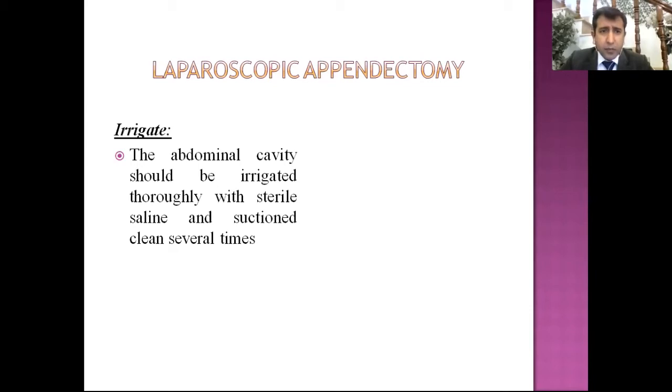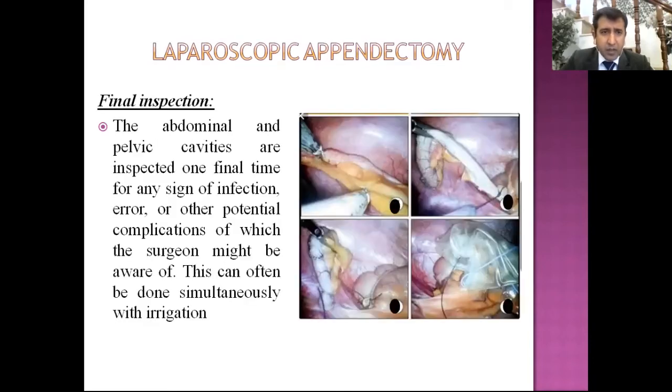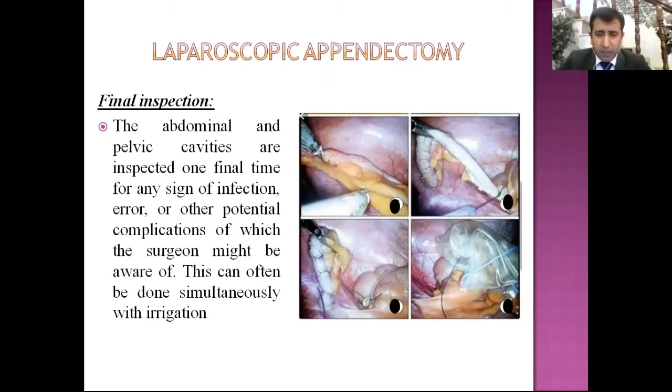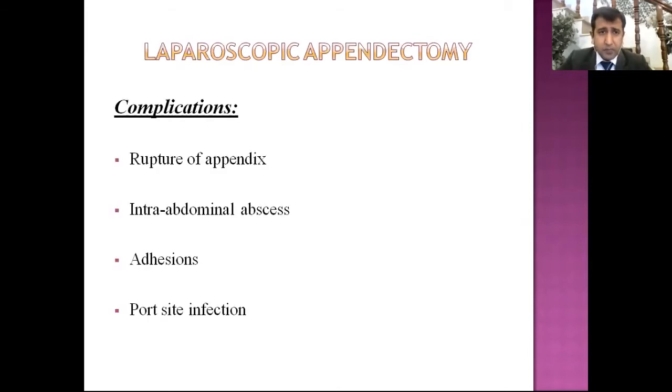The abdominal cavity should be irrigated with sterile saline and suction. Remember, when you irrigate, suction is essential completely. For the final inspection, the abdominal and pelvic cavities are inspected one final time for any sign of infection, bleeding, or other potential complications of which the surgeon might be aware. This can often be done simultaneously with irrigation. When you are handling, avoid any iatrogenic injury to the cecum or terminal ileum. So inspect it carefully when you are ending the procedure.